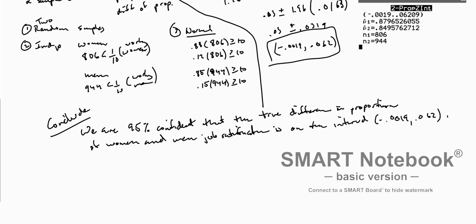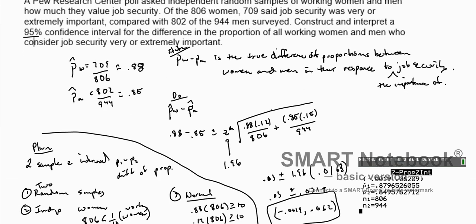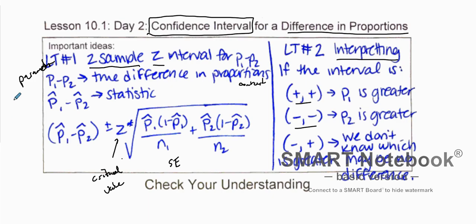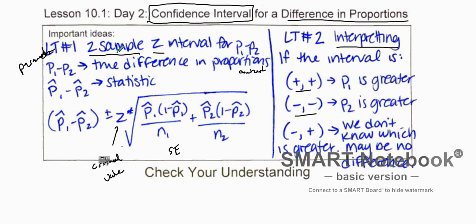So it's very, very similar to when you have a 1 sample, but now we're just adding the 2 sample and going through and doing this. So key things when you're doing a 2 sample z interval for proportions: remember to state your parameter, go through your conditions, and then make sure you do your do process, and then you can conclude what you have there.